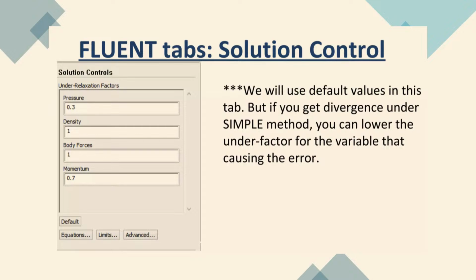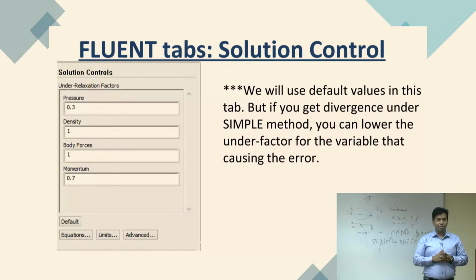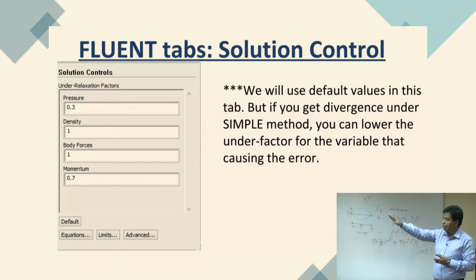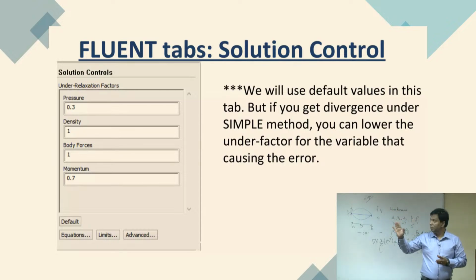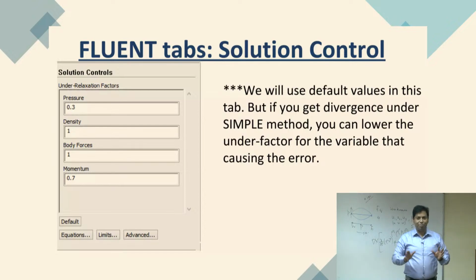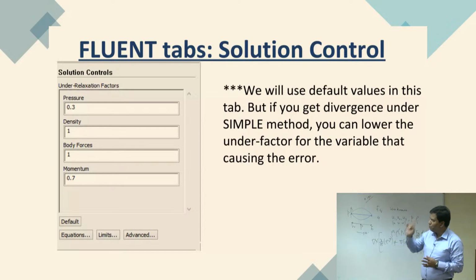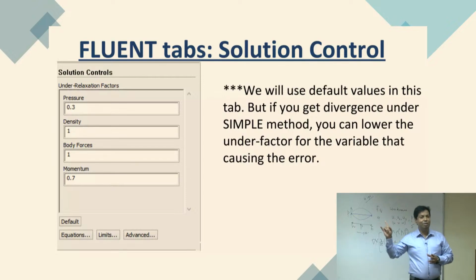Now, these are the things Professor Chakraborty told you about yesterday, the relaxation factor, for your quick convergence. These are the important values for the pressure term, the density, the body force and the momentum. One is default. That means the density and body force do not actually interfere with your convergence, but the most problematic is the pressure, the continuity equation.